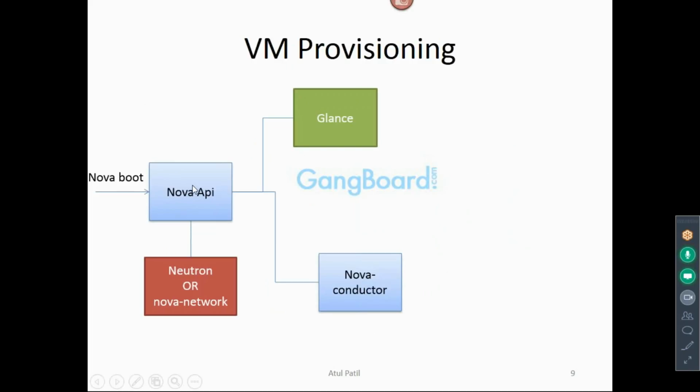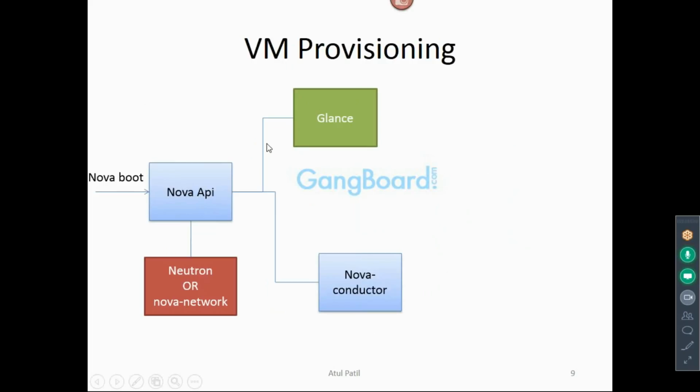Then Nova API will again talk with Neutron for the IP address, subnet mask and gateway, right? So here Neutron will talk with Keystone for authentication, right? It will get one token. After token confirmation, Neutron will send the IP address to Nova API, right?